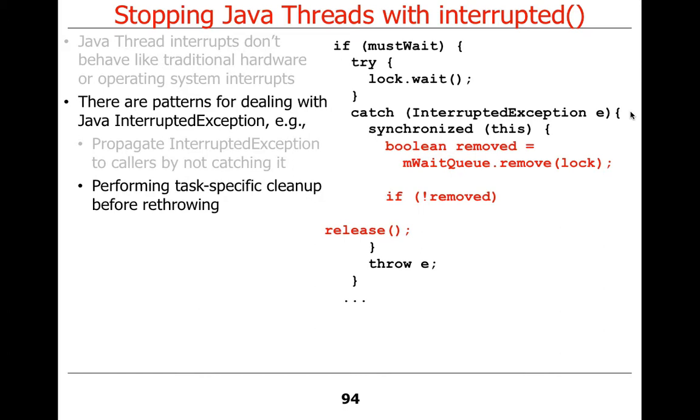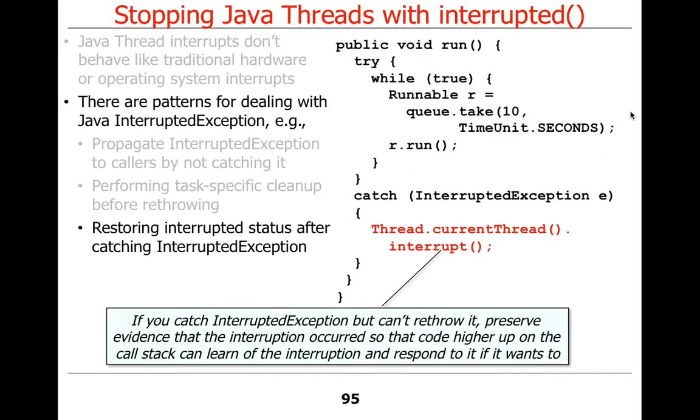Another thing you can do is perform task-specific cleanup before rethrowing. Here's a little bit of code from the stuff that Mitchell was just talking about a minute ago. So in your program, if you're interrupted in your acquire method, you've got to clean some stuff up and then rethrow the exception. There are some things you've got to do before you throw the exception to clean yourself up.